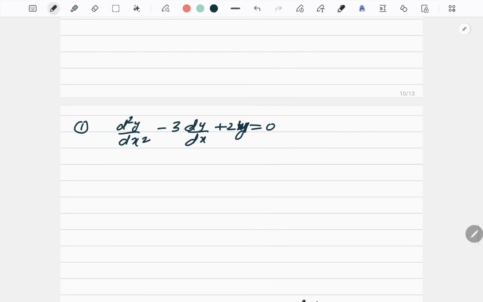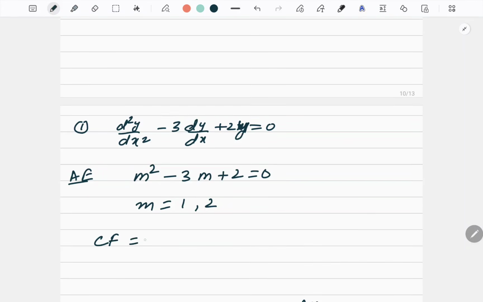Now look at the question. Suppose this is a question. First step, I will write the auxiliary equation. What is the auxiliary equation here? m square minus 3m plus 2 is equal to 0. Right, so now what you have to do is take out your calculator and immediately solve this. When you solve this in the calculator, you will get m equal to 1 comma 2. So this is case 1, when two different values are there.